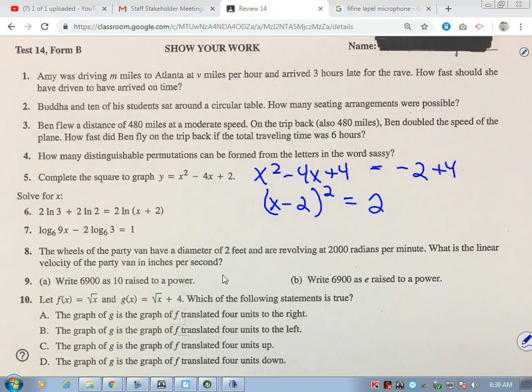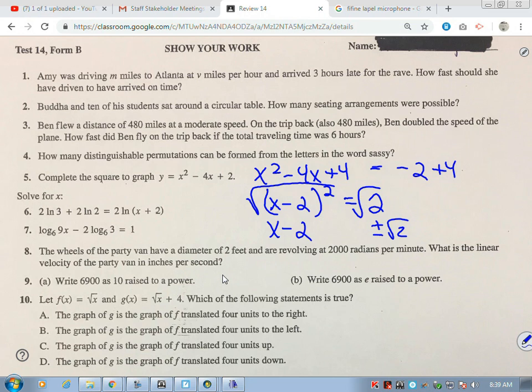In order to solve this, I'm going to square root both sides, and because I'm square rooting the left-hand side to find the right-hand side, this is going to be plus or minus the square root of 2. Okay, this is going to be x minus 2, right? What do I want to do with that 2 there?